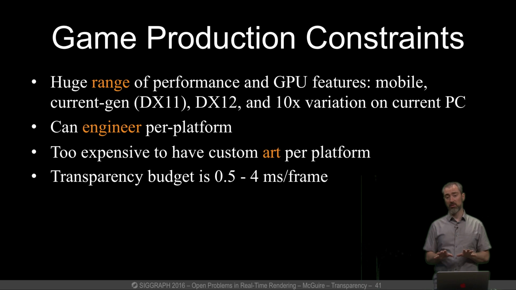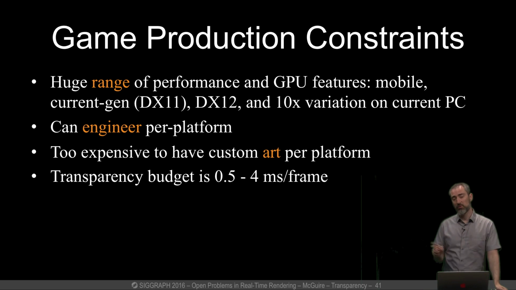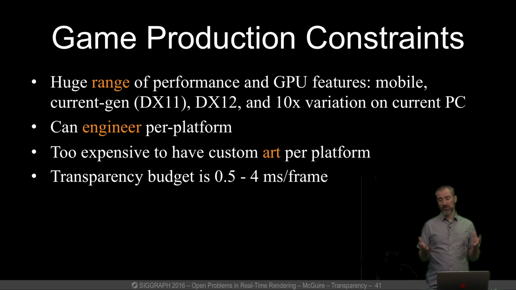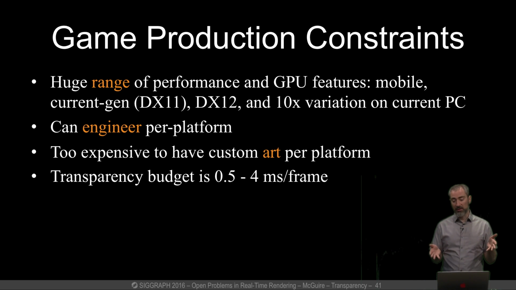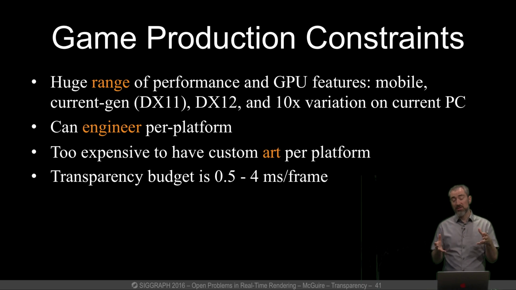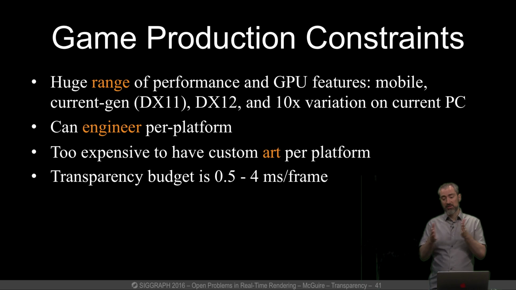So it's totally reasonable to have a different algorithm on a different platform, but because they can't afford the art time, it must work from the same art assets. So all models on all platforms have to work from the same input and have to produce similar output. And transparency budgets are, of course, tight. It's not like, even rendering at 30 frames per second, you don't have 33 milliseconds to render transparency. You have maybe 4 milliseconds to render transparency because the rest of the time is spent rendering everything else in the scene.